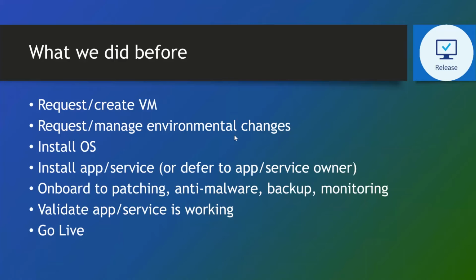But we also had to request environmental changes. So we filled out the form and we requested that the storage guy create the LUN for us, or we requested that the network guy create the new VLAN for us, and that took forever. Once we get the VM, we install the OS, we install the app. Once again, we're not an app specialist, so we all know how that goes. And then we manually onboard the server to everything. So we had a patch management solution, an anti-malware solution, a backup solution, a DR solution, a monitoring solution. We more or less went to the file share, got the agent, installed it on the box, onboarded that process. And then we validate it, which like I said is kind of guesswork. And then we go through go live.